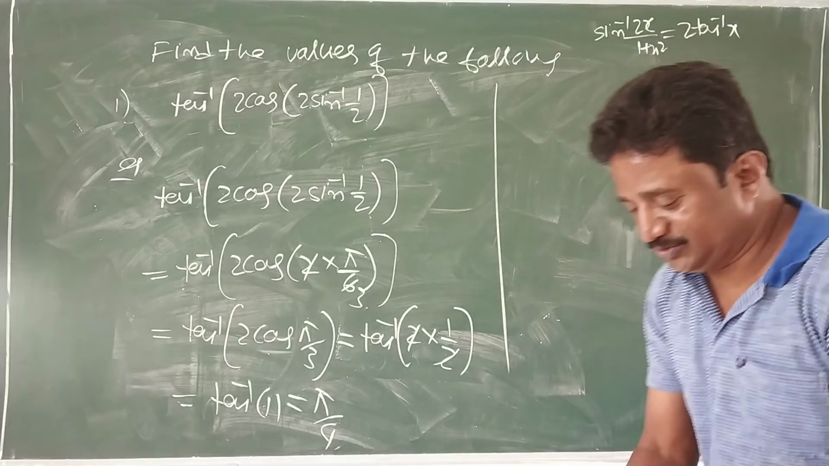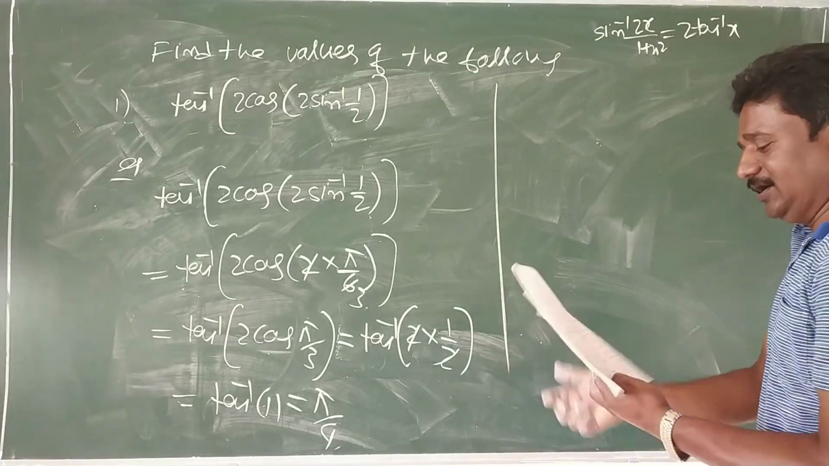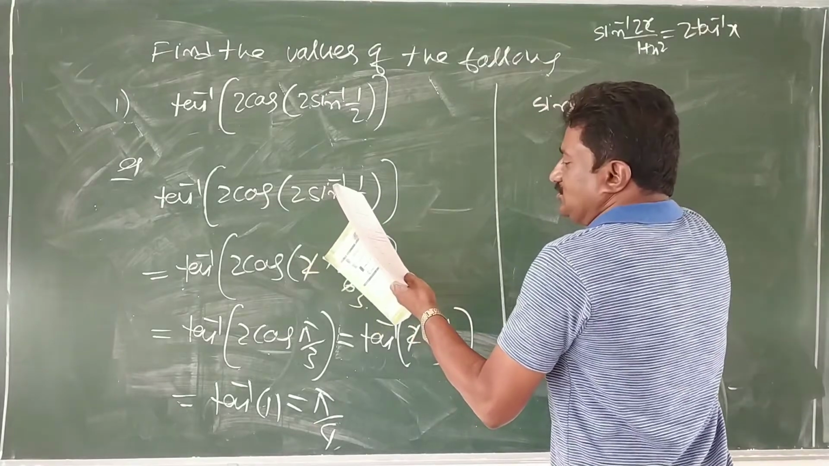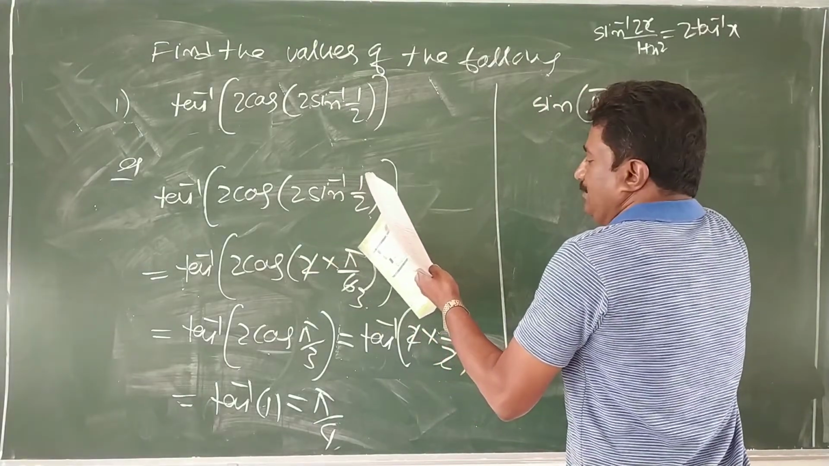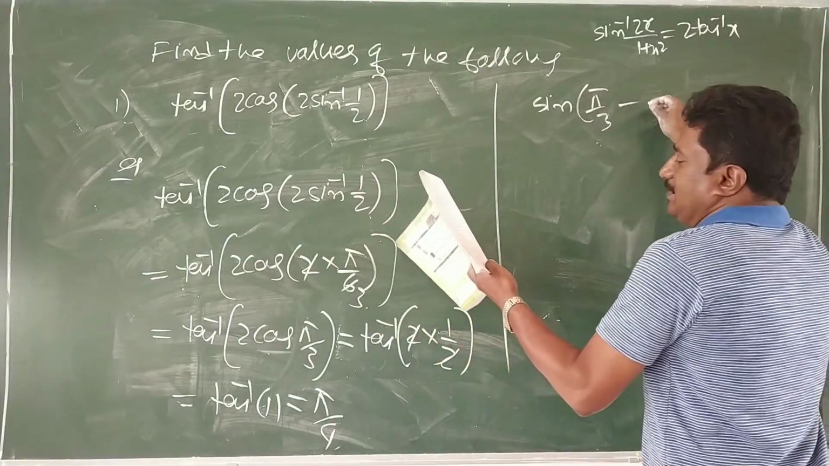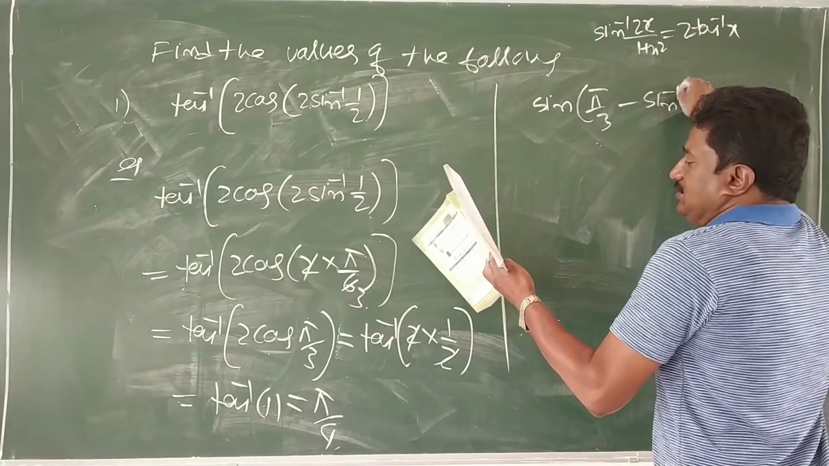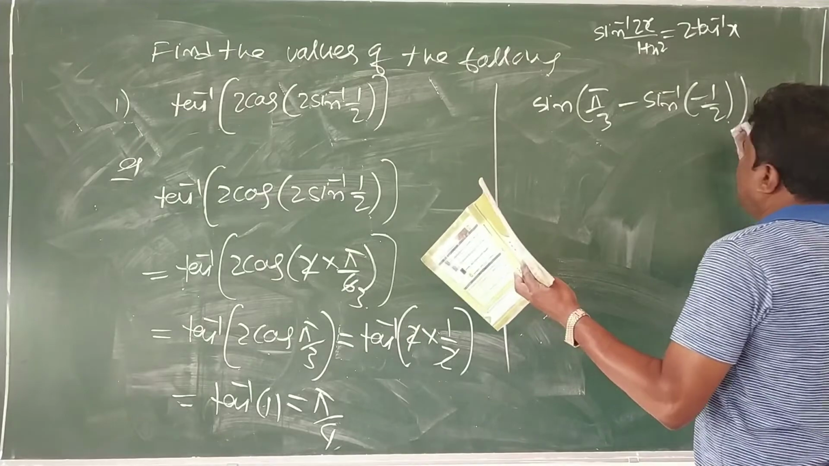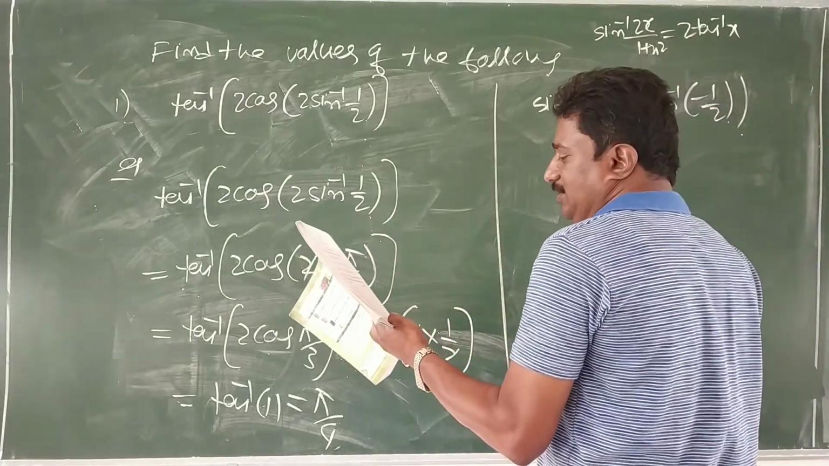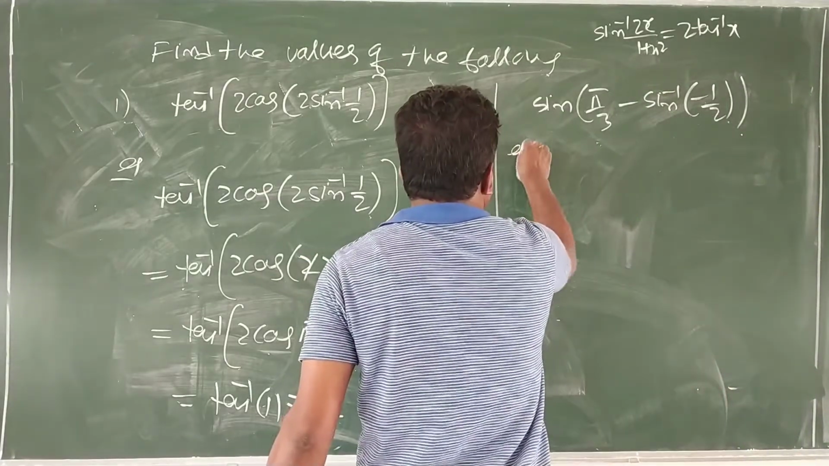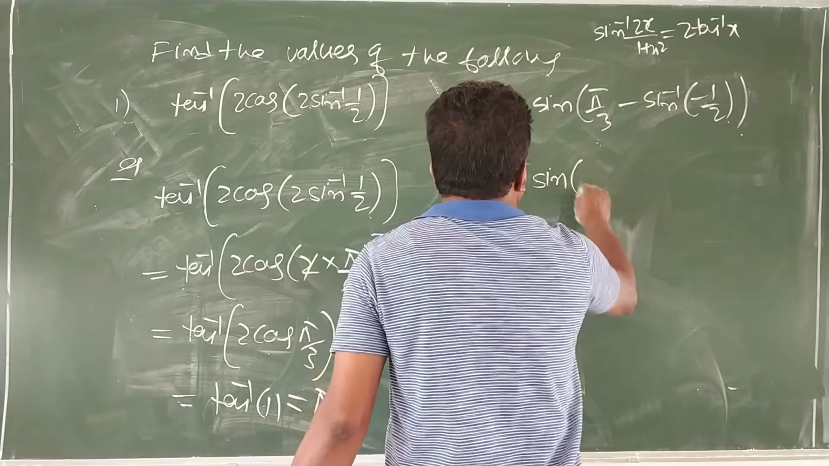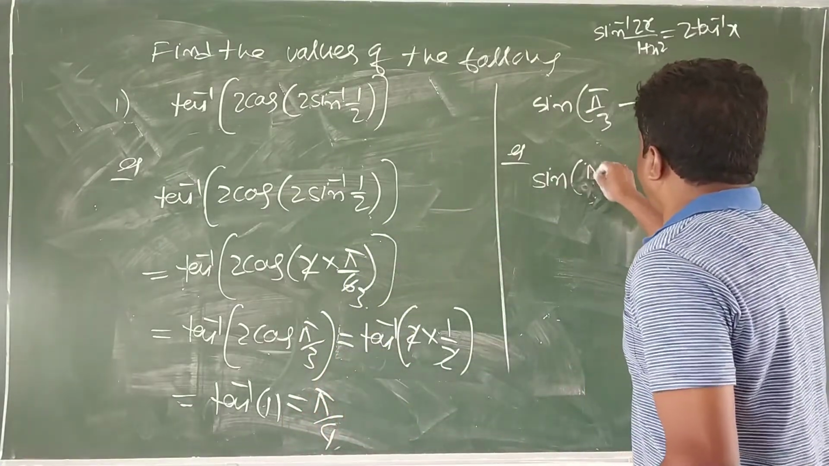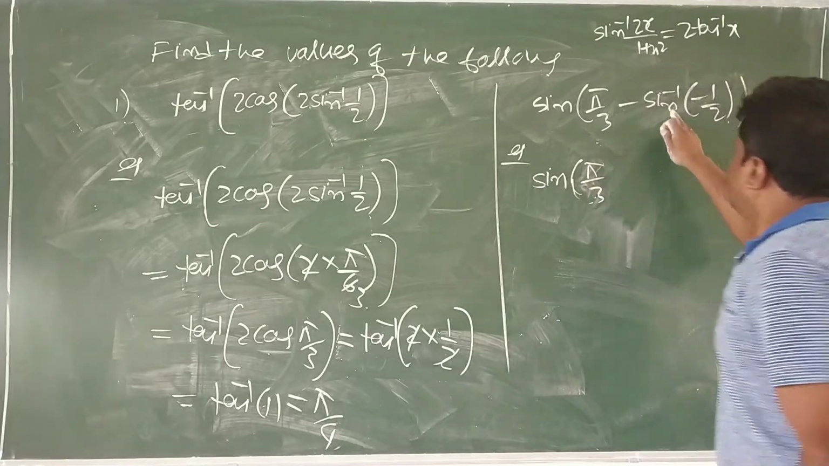Solve one more question. Find the value of sine of pi by 3 minus sine inverse minus 1 by 2. Solve this question, students. Sine of pi by 3, and look at this.